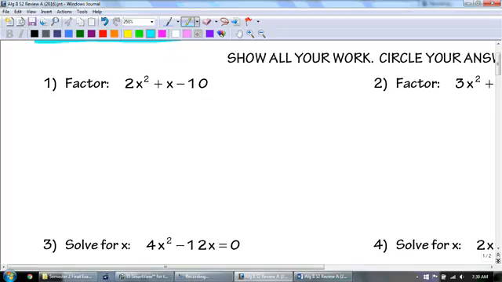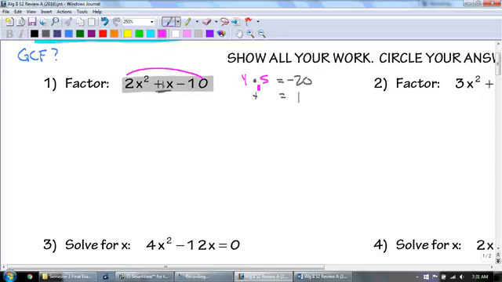So the directions tell us that we need to factor. The first thing that we always look for is a GCF. So is there a GCF? Nope. So no GCF means I'm trying to find numbers that multiply to get -20 and add to get +1. And those numbers are 4 and 5. Now to make sure it's a +1, the 4 has to be negative.